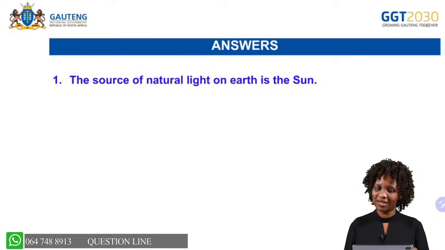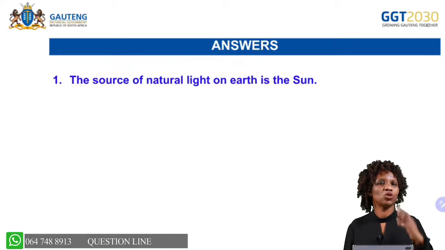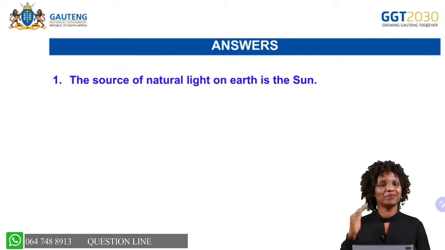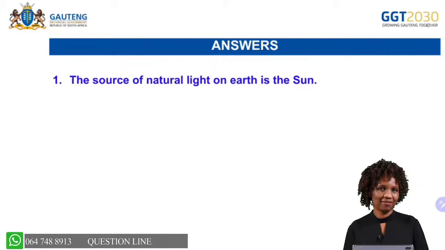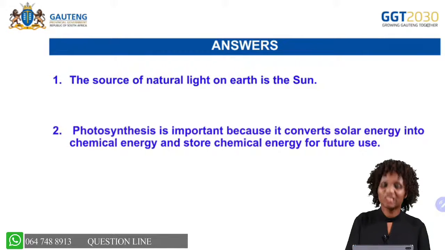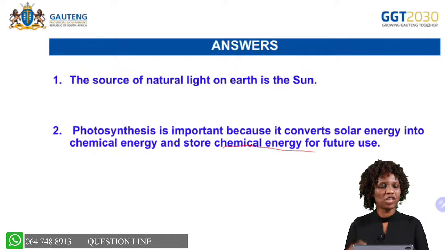Okay, let's look at our answers. For question number 1, the source of natural light on Earth is the what? Is the sun. The sun is the ultimate source of light on Earth. And then let's look at question number 2. Our answer is photosynthesis is important. Why is photosynthesis important? Remember when we did photosynthesis grade 8 last term. It is important because it converts solar energy into what? Into chemical energy. All right. And stores chemical energy for future use.